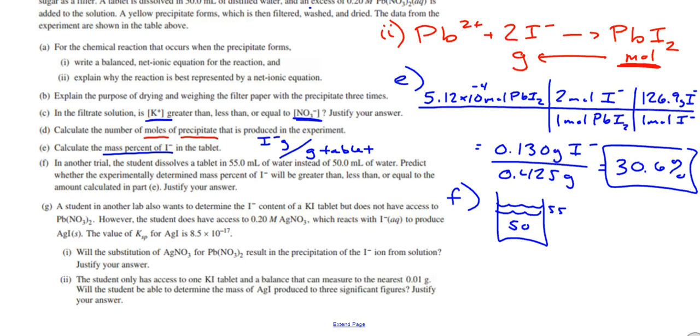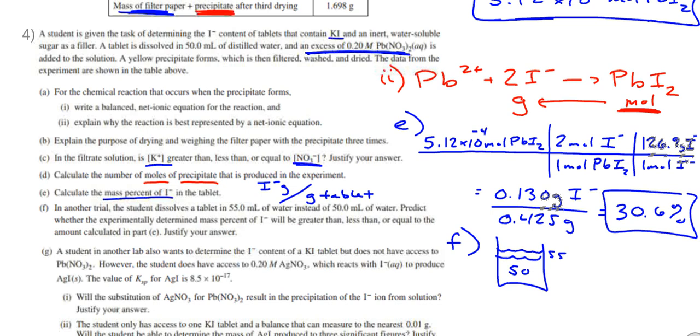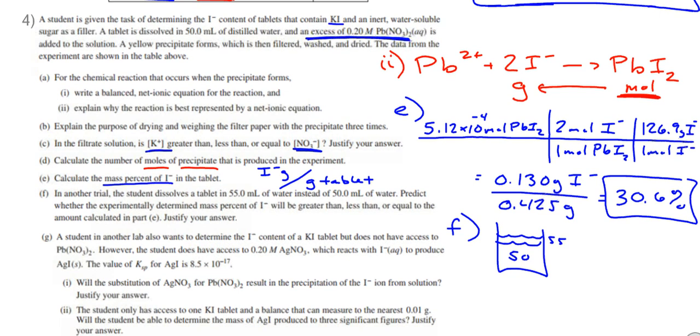Predict whether the experimentally determined mass percent of I minus will be greater than, less than, or equal to the amount calculated in part B. Justify your answer. So, I believe we already talked about this, is that this was added in excess. Okay, it does not say justify your answer in the calculation. So when it's not a calculation, it's more of an idea. And it's more about you just understanding it. So if that's in excess, that means the other item is limiting, right? So I have a certain amount of I in there no matter what, right?